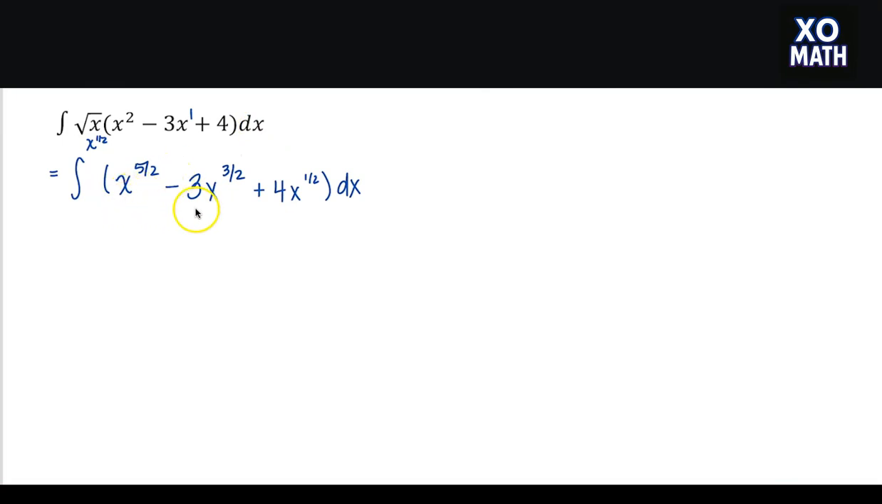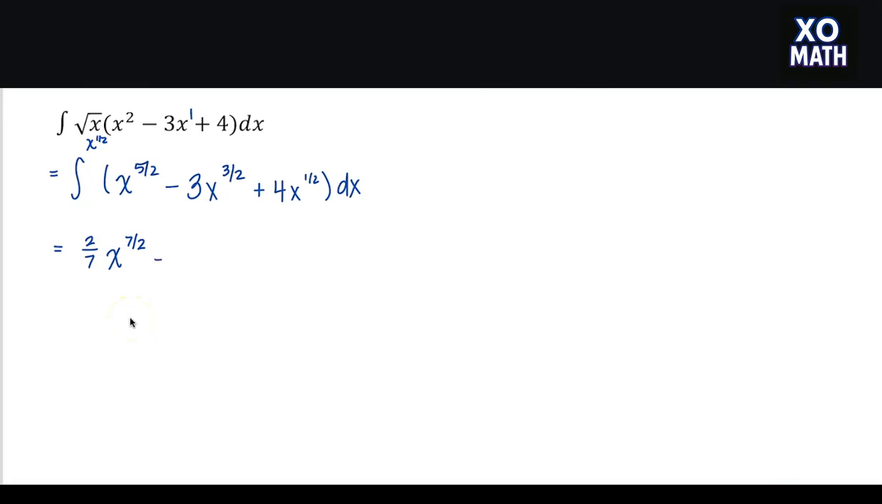Now that I have terms which are added or subtracted, I can integrate each piece separately. I could not do this when I had a product. So now let's apply the power rule to each term. So I'm going to have x to the 7/2. I'm going to add 1 to 5/2, or add 2/2, giving me 7/2. And then instead of dividing by 7/2, let's multiply by the reciprocal 2/7.